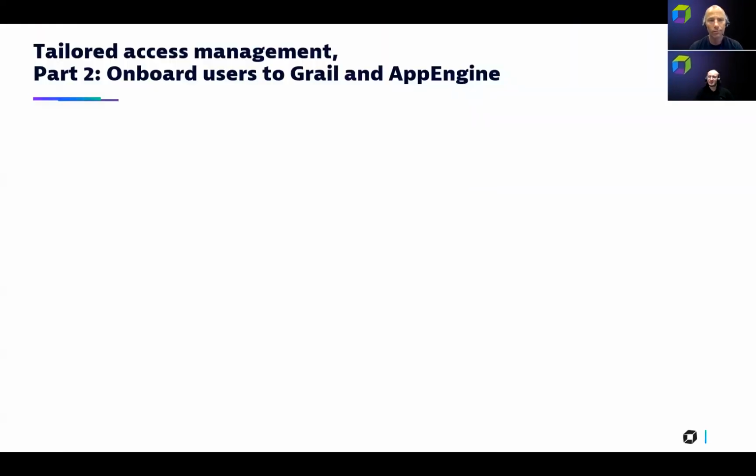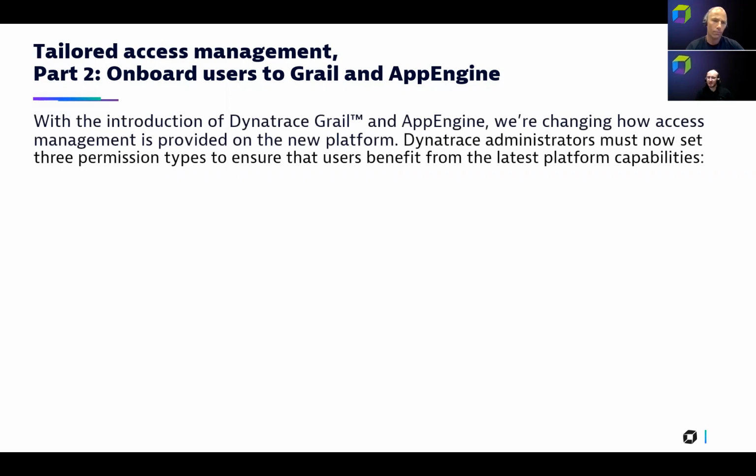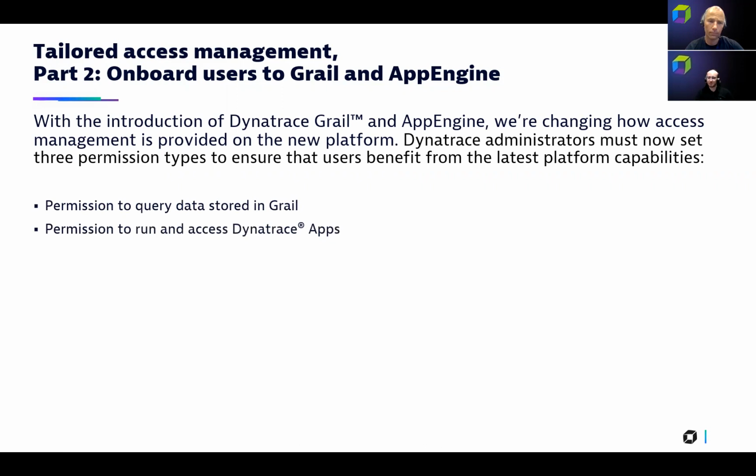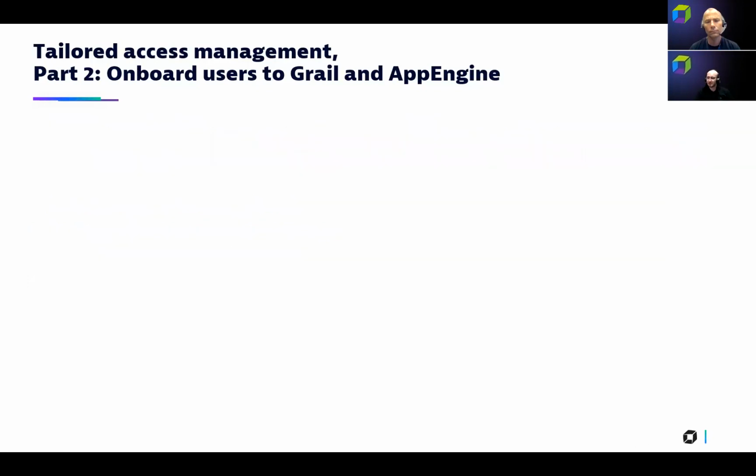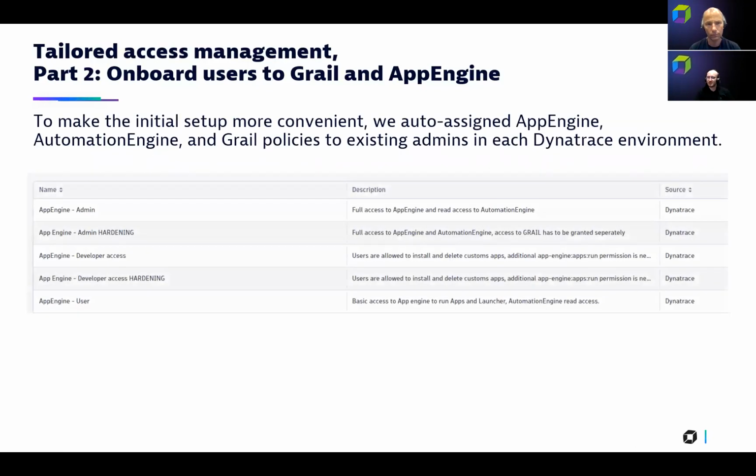One blog post that we have is, again, onboarding your users to Grail and AppEngine. I just would like to emphasize one more time, this is pretty important for you to set this configuration, and please check this blog post. This is what you need to do for your users to use the new functionalities of your platform, the new applications, the new configurations, and so on. With this access management, you can give permissions to query data stored in Grail, Dynatrace apps, and supporting services. Here is the way that you can do it, and we already auto-assigned those permissions for the admins.